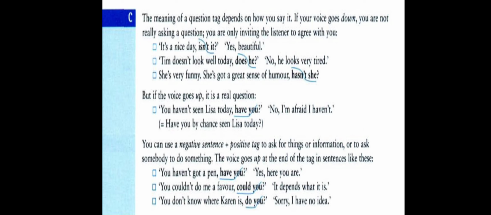Example number 3. She is very funny. She has got a great sense of humor. Here we have the verb has got. It is positive in this statement. So the question becomes, after the comma, hasn't she? And the voice goes down. And here the speaker doesn't wait for information, but he wants the other person to agree or not.